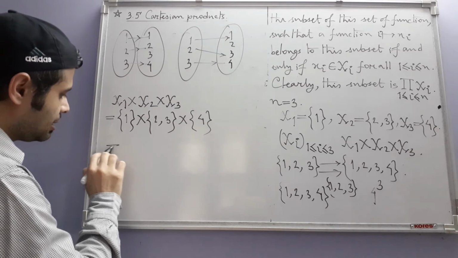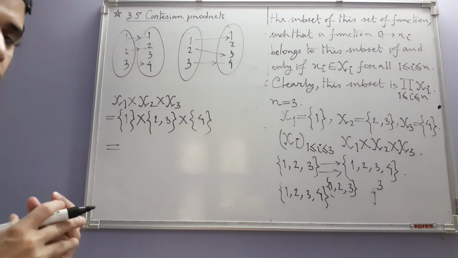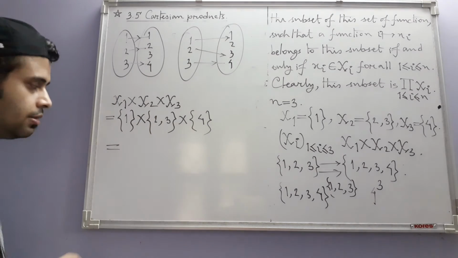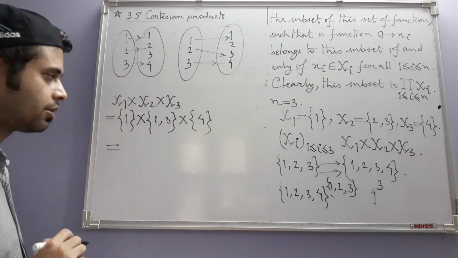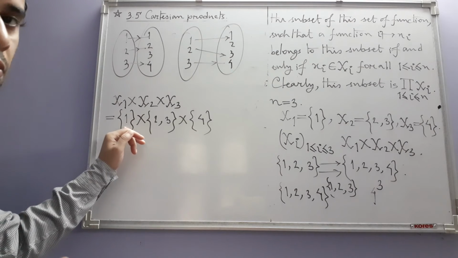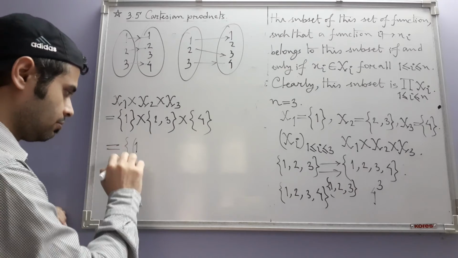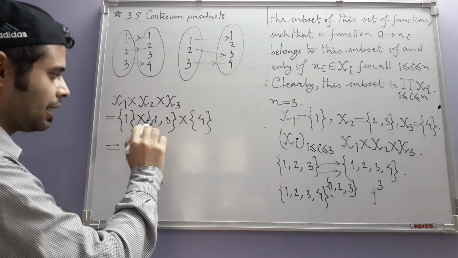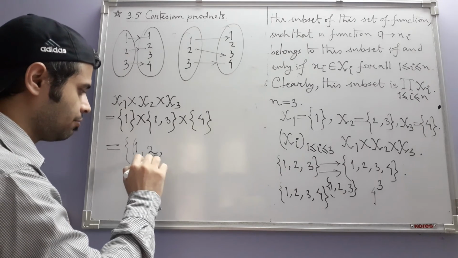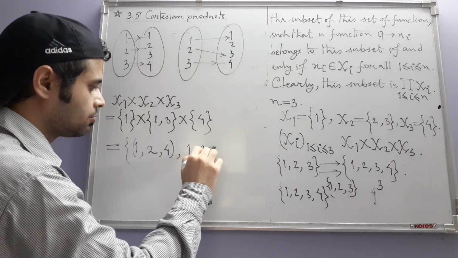How will the elements of this Cartesian product look? They are going to be ordered triples, because there are three sets involved. In every ordered triple, the first coordinate comes from this set where there is only one element. So the first coordinate can only be 1. The second coordinate can be either 2 or 3, and the third coordinate will be 4. So we will have 1, 2, 4 or 1, 3, 4.